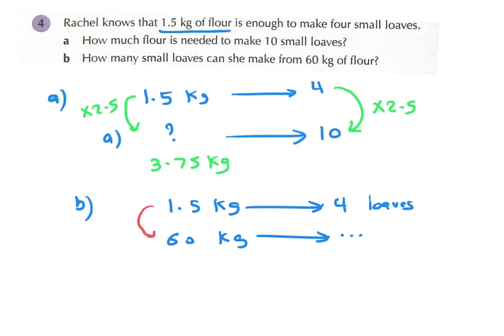1.5 times what equals 60? 40. Times 40. So multiply 4 by 40. 160. So 160 loaves.